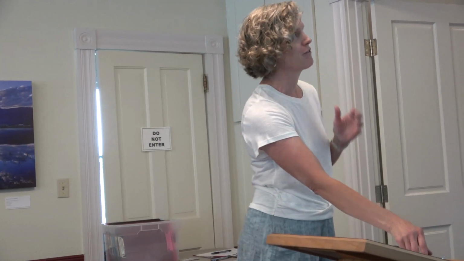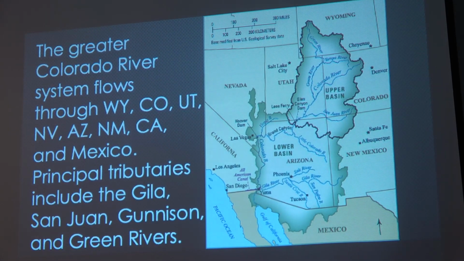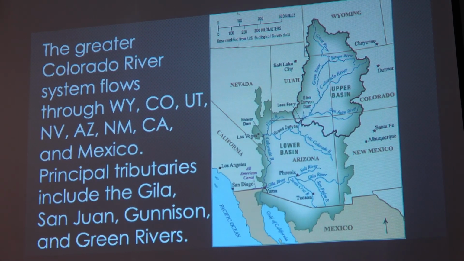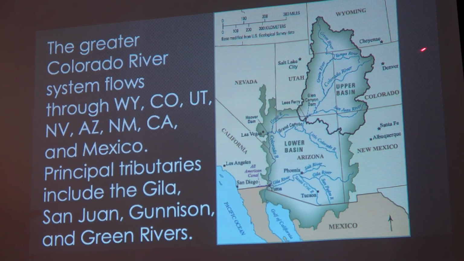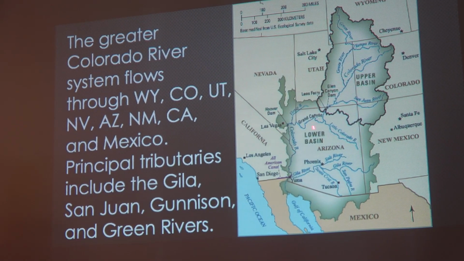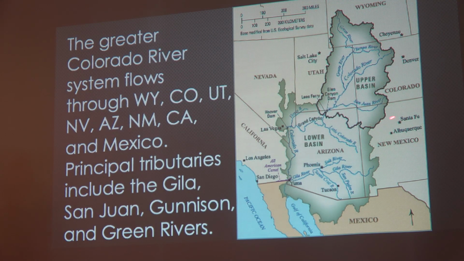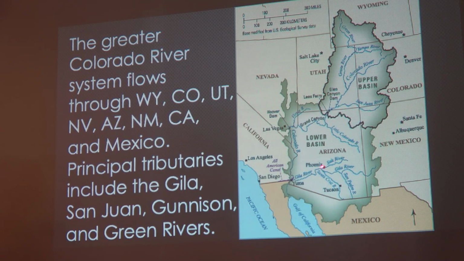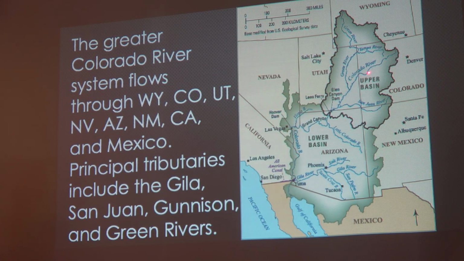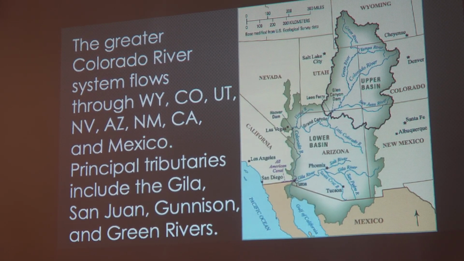So the greater Colorado River system flows through many states: Wyoming, Colorado, Utah, Nevada, Arizona, New Mexico, California, and Mexico. The principal tributaries, the biggest ones, are the Green River up here, the San Juan River, the Gila, right here, and the Gunnison. The Gunnison is not on here. The Gunnison flows into the Colorado River before it leaves Colorado, and I think it carries about 1.8 million acre feet of water per year, so a little more than the Yampa, but it's a significant tributary too.